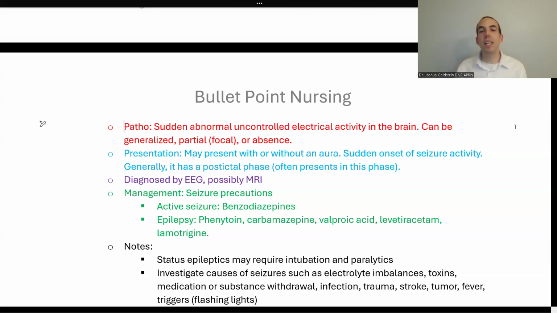If the patient has chronic seizure disorder, which is known as epilepsy, that patient will get put on a daily medication, which would usually be either phenytoin, carbamazepine, valproic acid, levetiracetam, or lamotrigine.